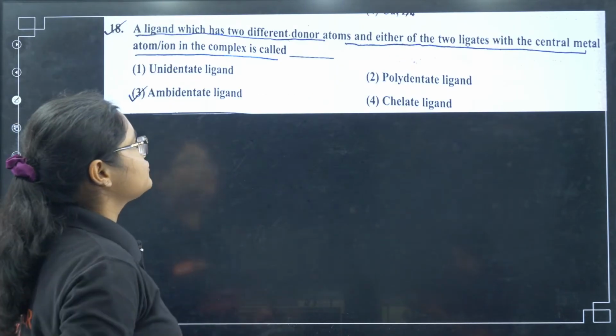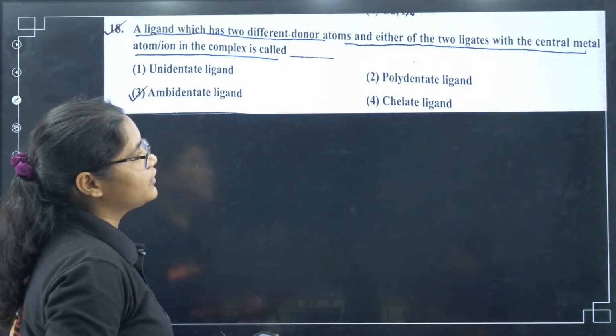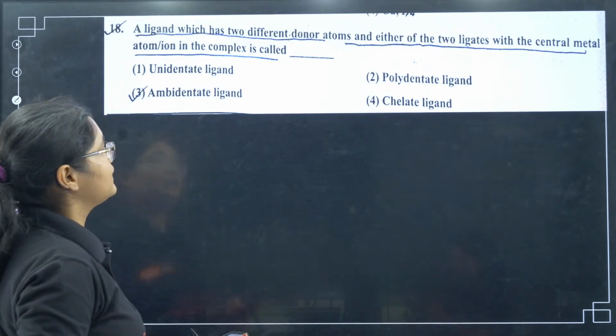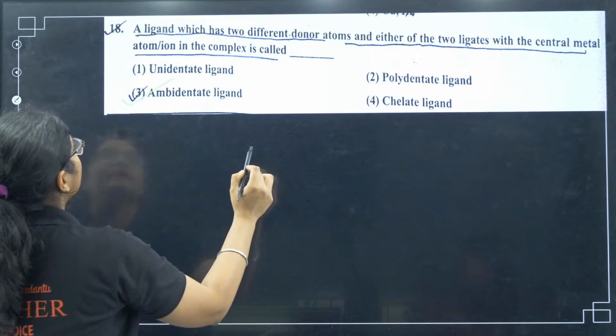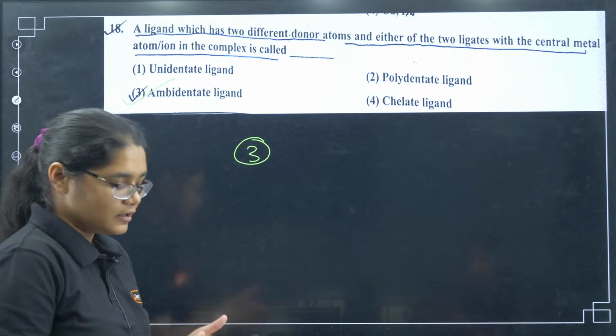Next, a ligand which has 2 different donor atoms, and either of the 2 ligates with the central metal ion in the form of complex, is called as... So this is very simple, ambidentate ligand. So 18 has to be option number 3 here.